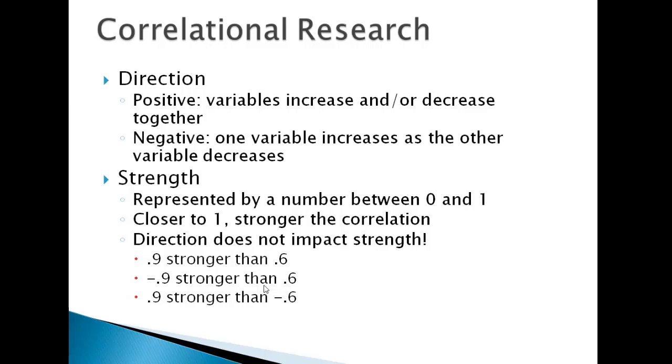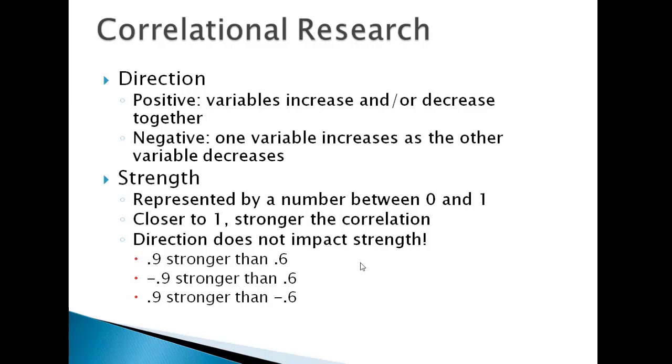A negative 0.9 correlation is stronger than a positive 0.6 correlation. Why? Because 0.9 is a bigger number. It's closer to 1. A positive 0.9 correlation is stronger than a negative 0.6 correlation. Why? Because 0.9 is a higher number. It's closer to 1. So when you're thinking about the strength, you only look at the number. The direction does not tell you anything about the strength. The direction tells you, are we moving together in the same direction or are we moving in opposite directions? That's important information. But it does not tell you anything about the strength.